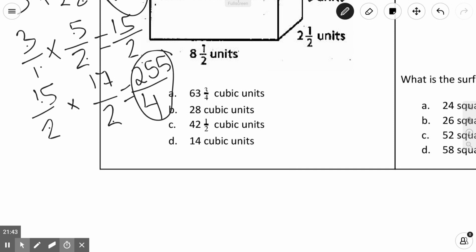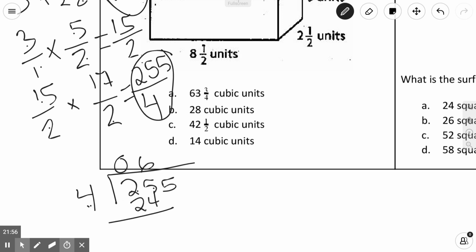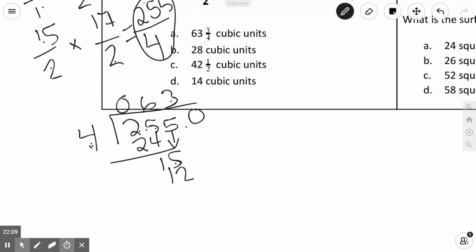Now I have to convert back, right? So I've got 255 divided by 4. 4 fits into 2 0 times. 4 fits into 25 6 times. 6 times 4 is 24. Subtract, I have 1. Drop the 5 down, I get 15. 4 fits into 15 3 times. 3 times 4 is 12. I subtract 15 minus 12, that's 3.